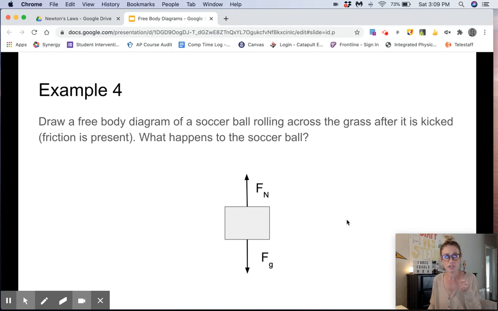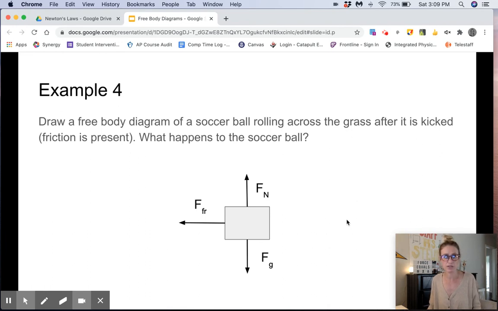Now this is after the ball is kicked, so there is no more applied force, and it's rolling across the grass. I'm going to say it's rolling to the right across the grass, and I know that friction is present. So we're going to draw a force of friction in here. If the ball is rolling to the right, friction is always going to oppose the motion of the object. So friction will be to the left. And this is our finished free body diagram. Now, my question for you is, what happens to the soccer ball?